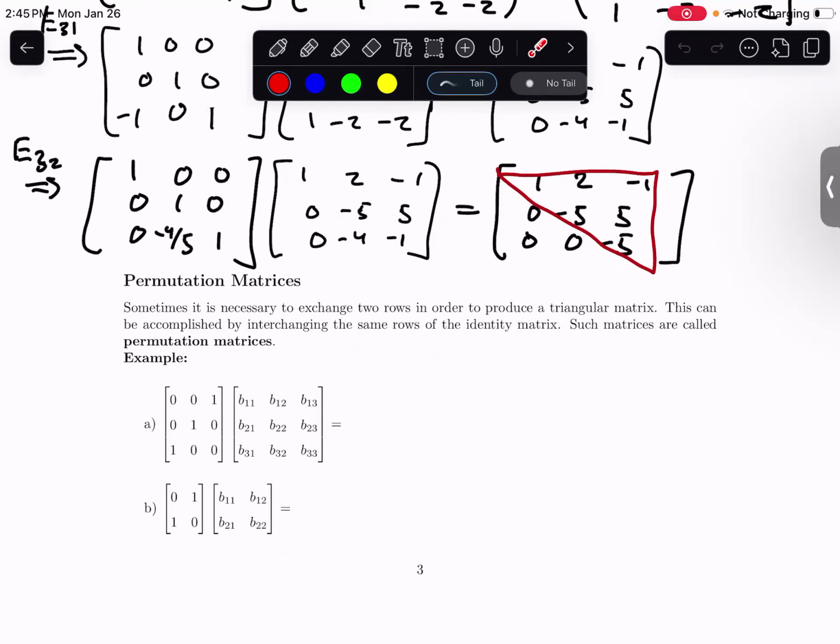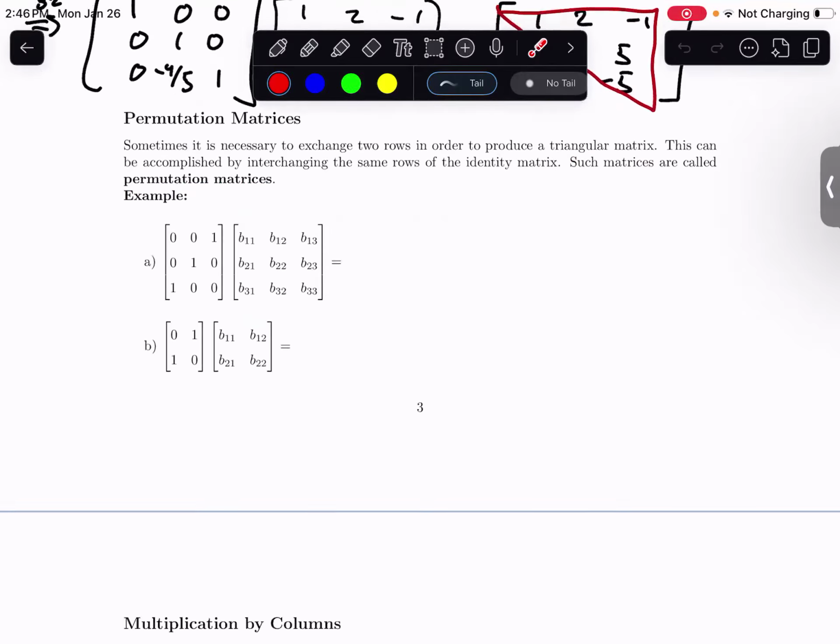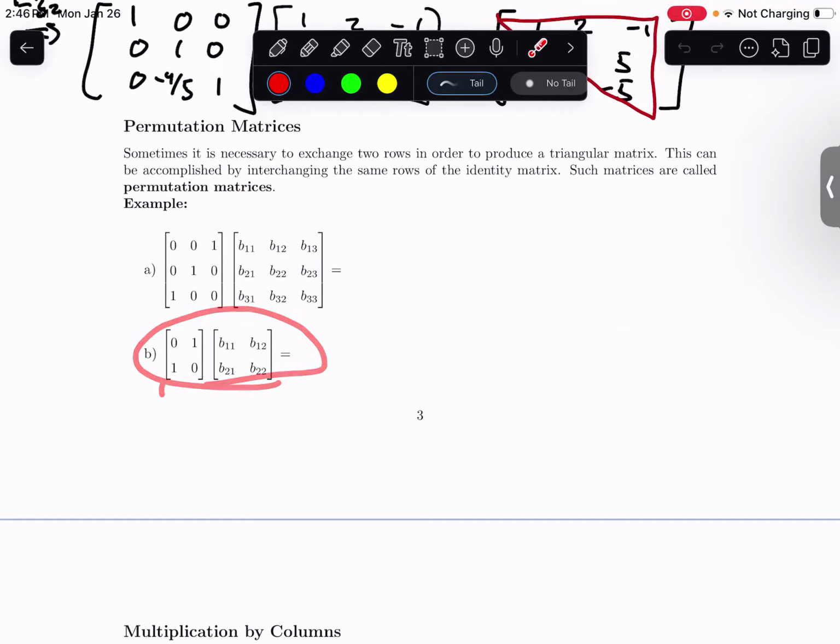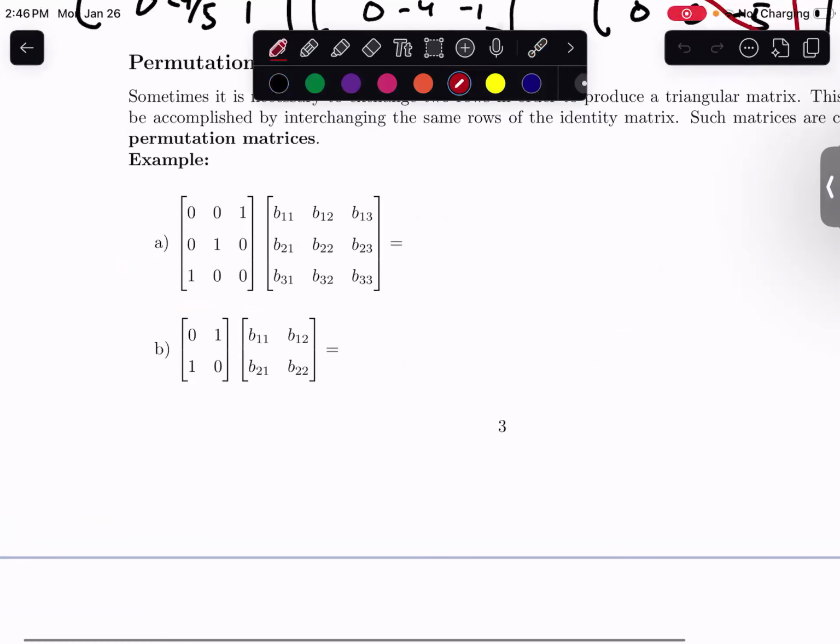And so how do you end up switching the order of the rows to produce a triangular matrix? This can be accomplished by interchanging the same rows of the identity matrix and then performing multiplication. So if you take the identity matrix and flip some of the rows around, such matrices are called permutation matrices. Right, so let's start with B, before going with A. I mean, D is the simpler example. I don't know why I wrote it second.